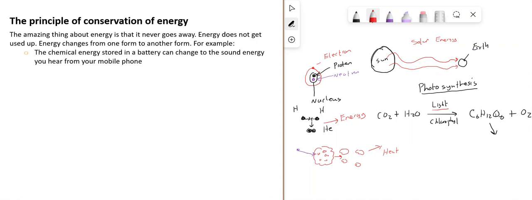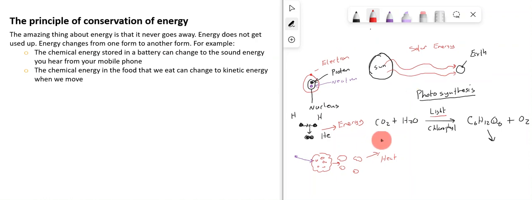So the chemical energy stored in a battery can change to sound energy you hear from your mobile phone. For example, the battery in your mobile phone stores chemical energy. And then if you play a song on your phone, that chemical energy is turned into sound energy. The chemical energy in food that we eat can change to kinetic energy when we move.